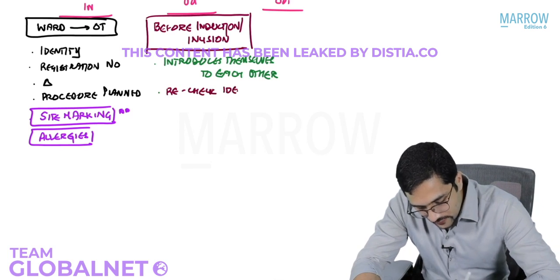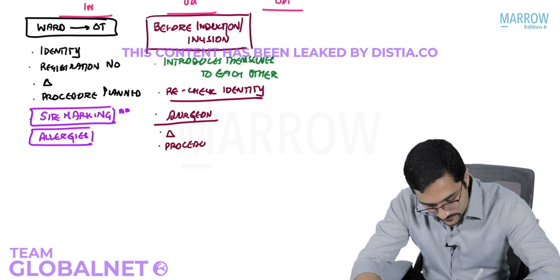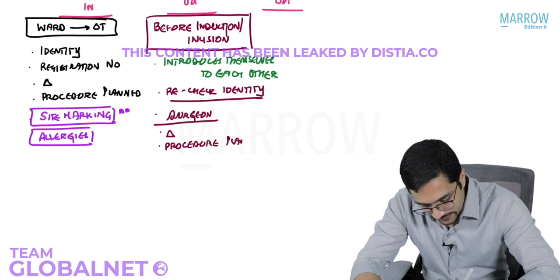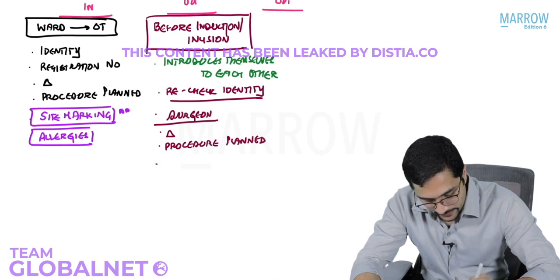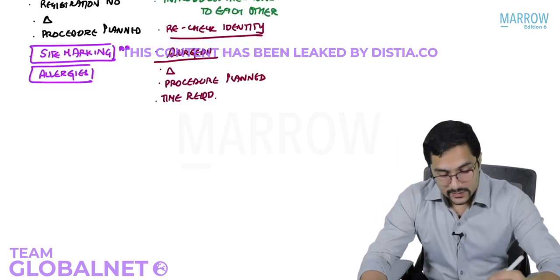We recheck the identity of the patient. Then the surgeon has to say what is the diagnosis, what is the procedure which is planned, and how much time will be taken. Procedure planned and time required to carry out the surgery. So these are the things which are asked from the surgeon.